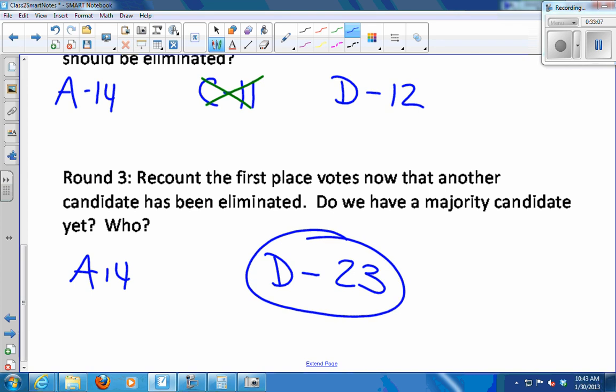So D wins. They've gone over 19 votes. D is the winner. So that's the majority criterion, right? Yes, so there's no way we can violate the majority criterion here. Because round 1 is, if someone has a majority, declare them the winner, right? So there's no way someone could have a majority and lose.